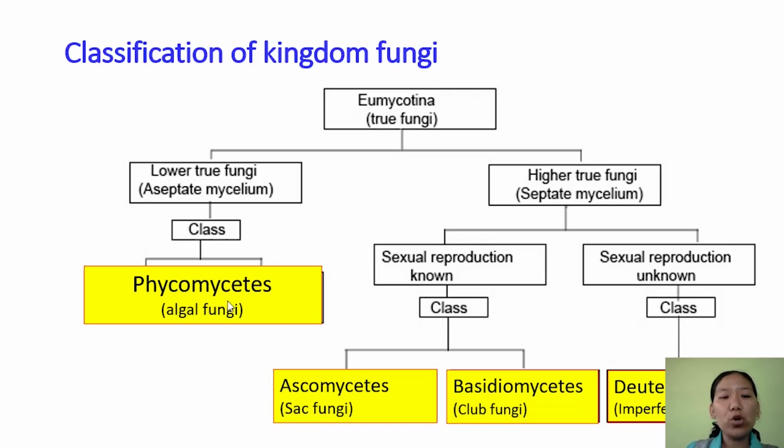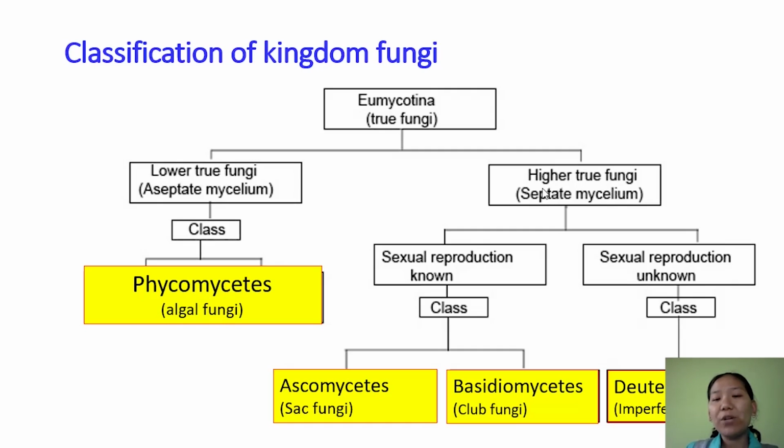Those without any cross wall are called aseptate, and this aseptate mycelium fungi are placed in a class called phycomycetes, and this phycomycete is commonly called algal fungi.